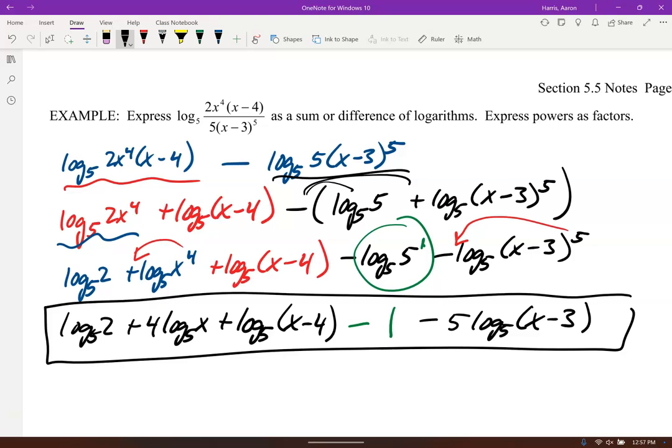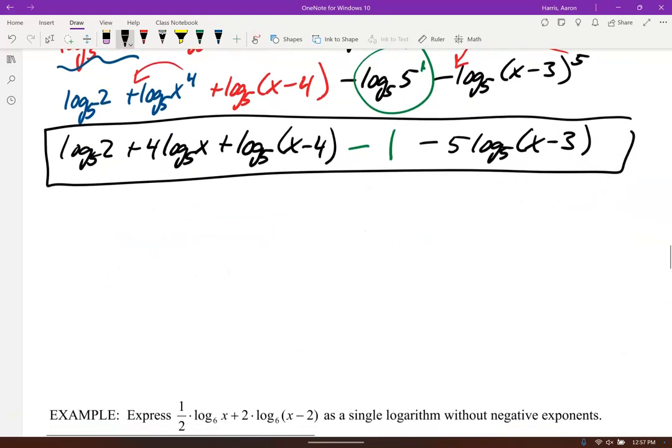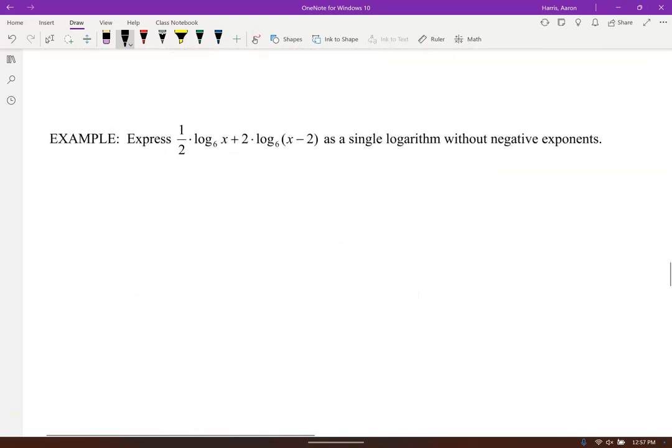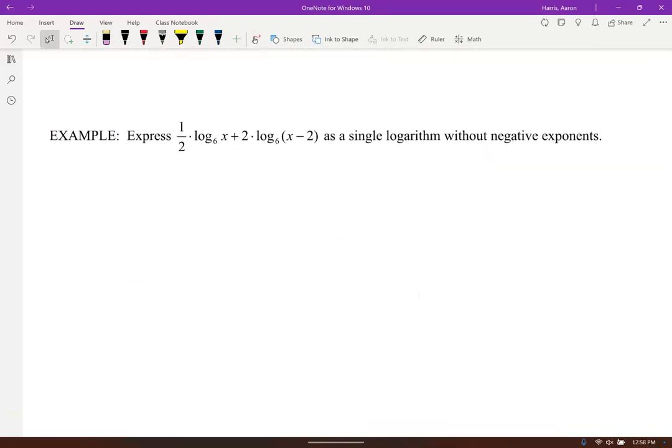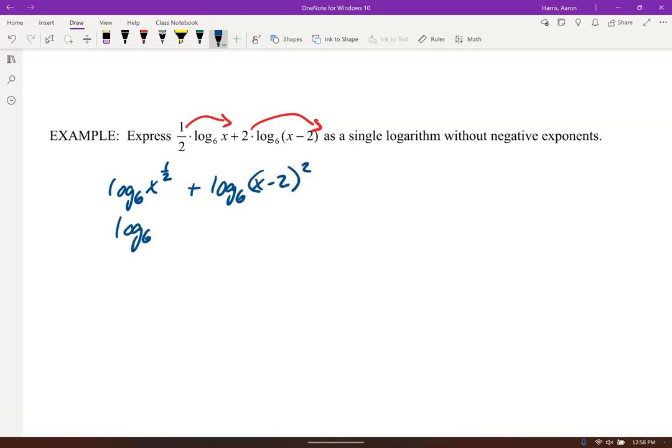Okay. So now we're going to go the other way around. We're going to condense it. We're going to write it as a single logarithm. So that 1/2 is going to go up. This 2 is going to go up. So we'll have log base 6 of x to the 1/2 plus log base 6 of x minus 2 squared. In other words, let me write it this way. That's square root of x.